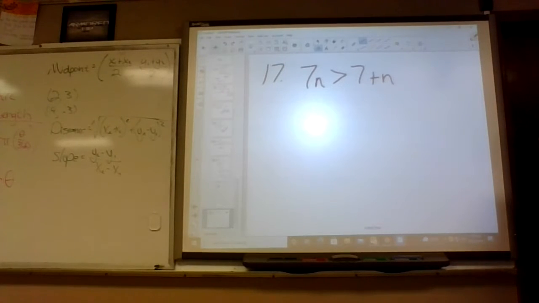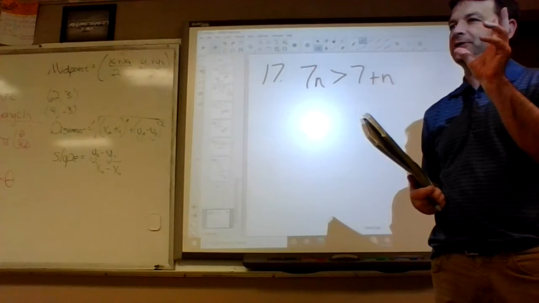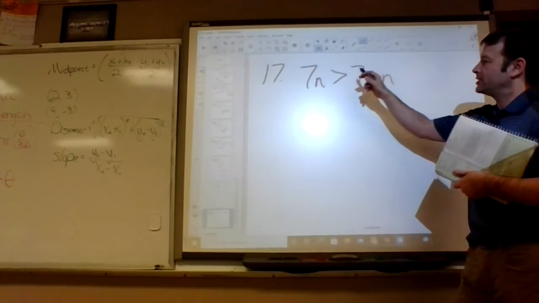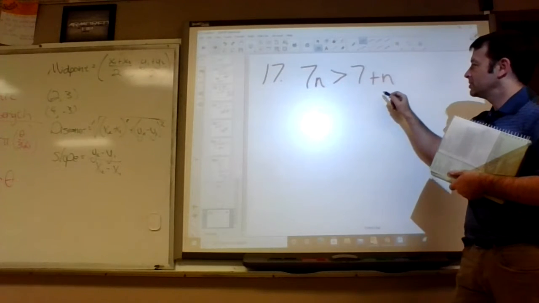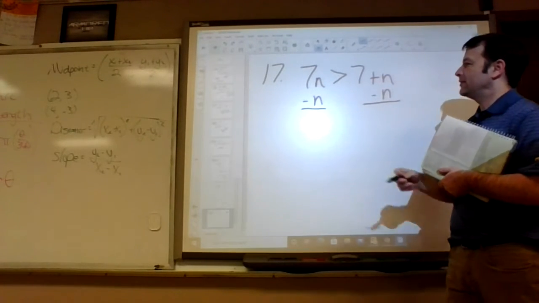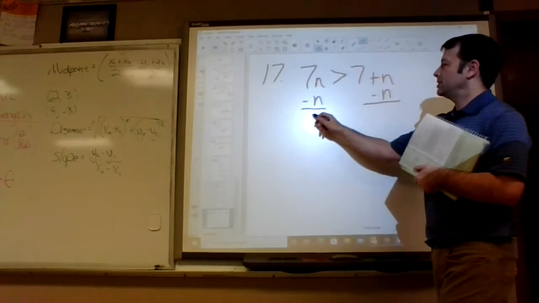So this is kind of like number 16. We got to find one answer, the smallest answer possible. If we have n's on both sides, what do I need to do first? Subtract. What's 7n minus 6n? 6n.